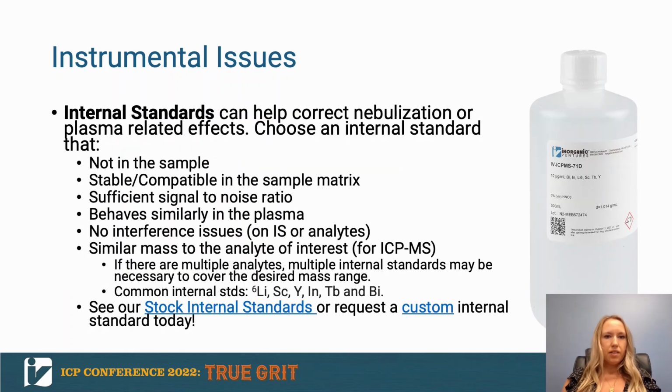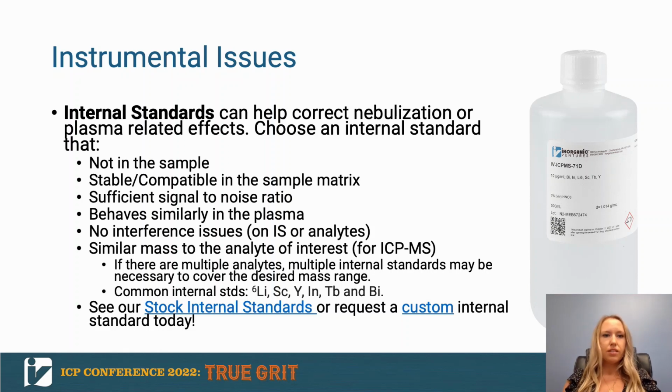Another option we recommend is use of an internal standard, which applies a ratio to your analyte intensities based on the signal from your internal standard to correct for nebulization and plasma-related effects. There are several important factors to keep in mind when selecting an internal standard. First, you want to make sure the element you select is not already present in your sample. You also want to make sure that it will be compatible with all other components, will give a sufficient intensity at the selected concentration, and will not cause interference issues.